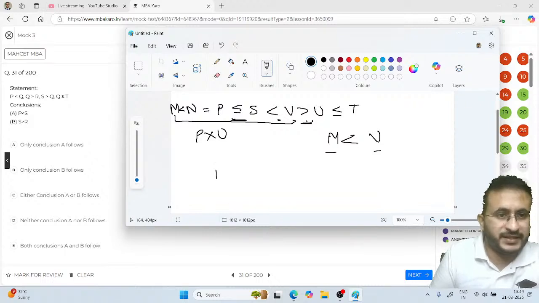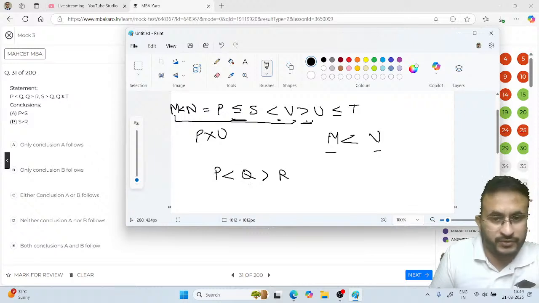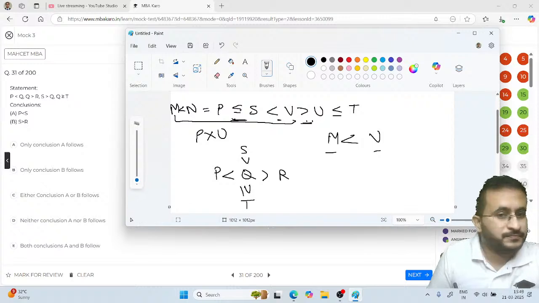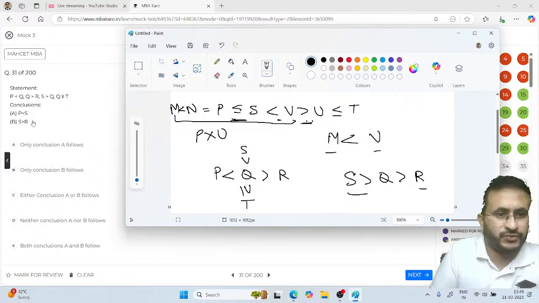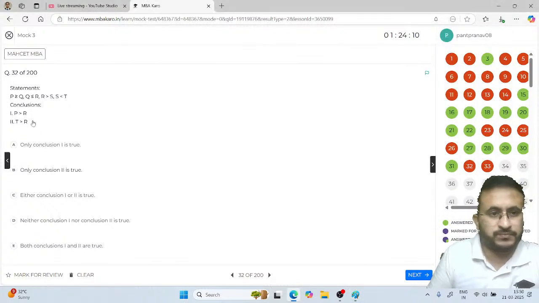Second: P is less than Q, greater than R. S is greater than Q. Q is greater than equal to P. P and S के बीच में कोई comparison नहीं हो सकता, right? S and R के बीच में भी हो सकता है. S is greater than Q. Q is greater than R. So S is greater than R. So second is true. First is not.